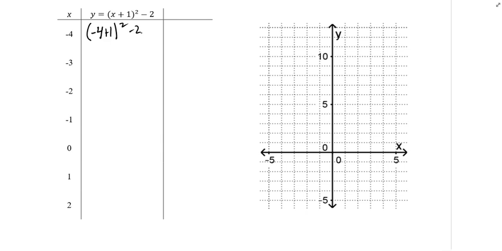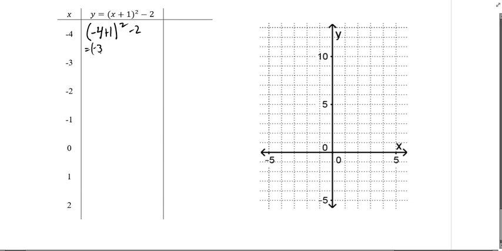What's -4 plus 1? -3. So that's -3, all squared, minus 2. What's -3 squared? 9 minus 2, which is 7. So what's my point? -4, 7, and I can plot that. I did that: -4 plus 1. It was in the brackets. That's what got me the -3.